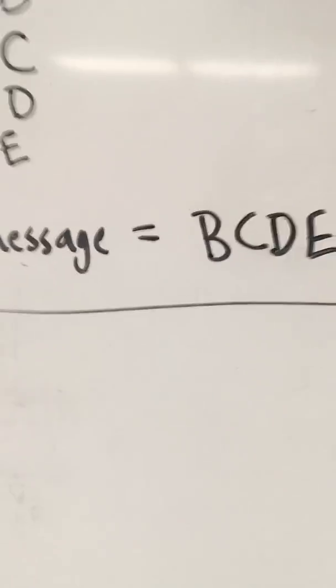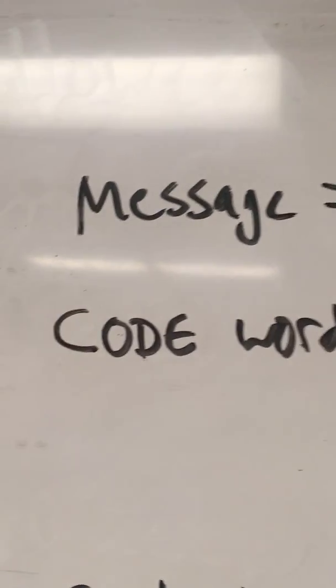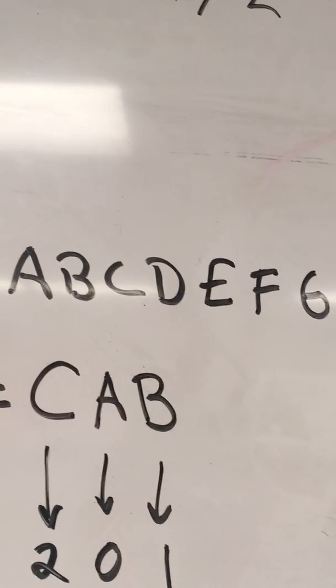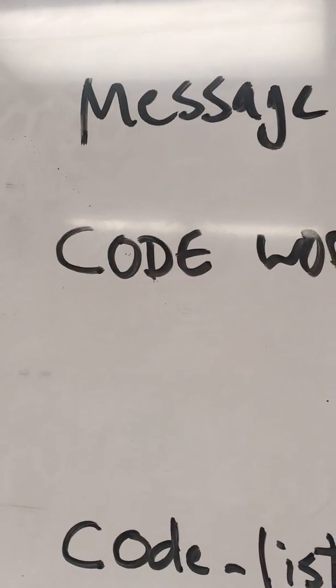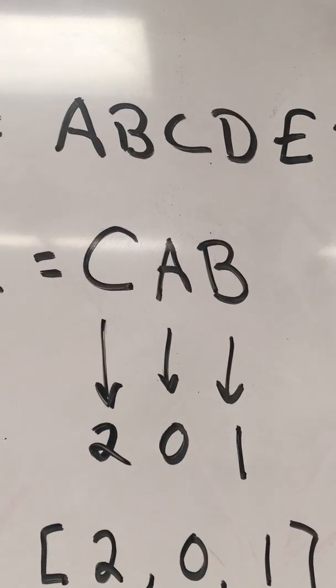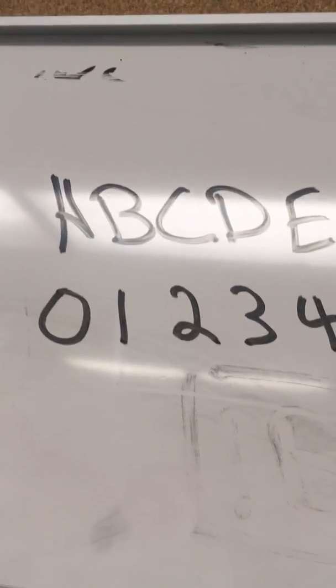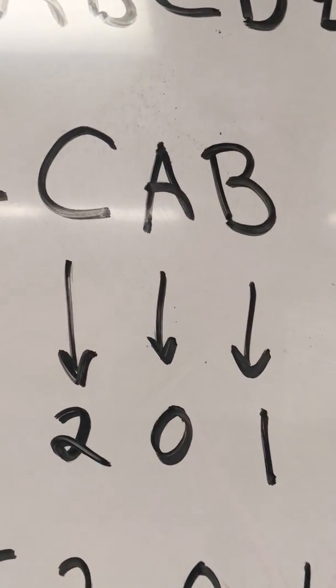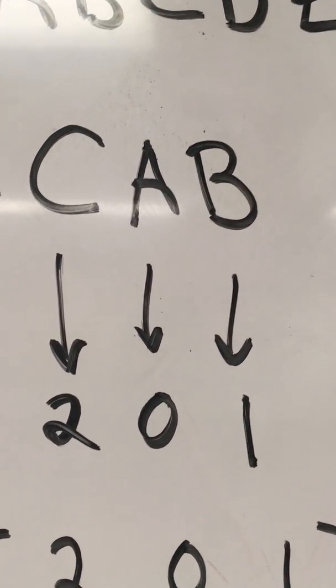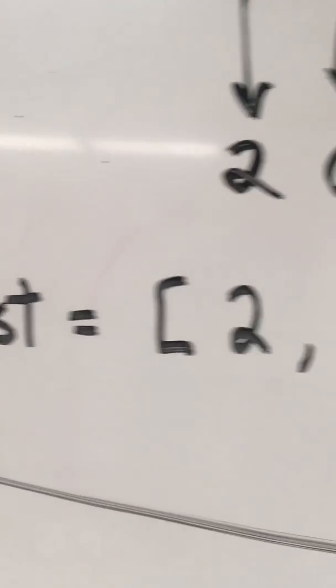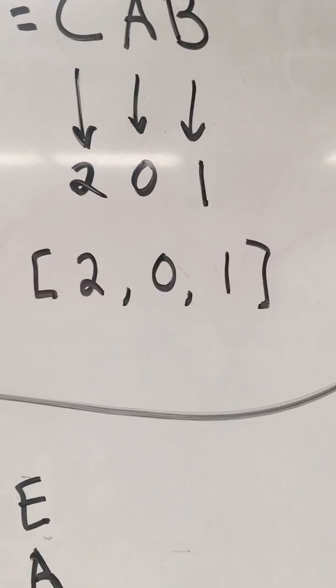But now we're going to do something called a polyalphabetic cipher. Let me show you how that works. Let's say our message is A, B, C, D, E, F, G. We're going to assign a code word, and we'll choose CAB. C has a value of 2, because if you look at the alphabet, C has a value of 2. A has a value of 0, and B has a value of 1. Once we figure out those numbers, we put those 3 numbers into our code list. So our code list will be the values 2, 0, 1.